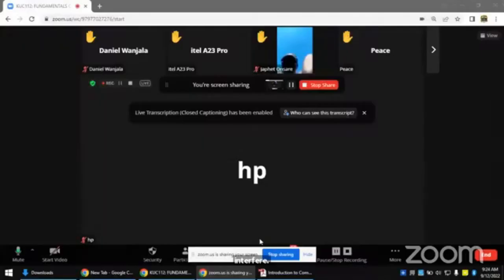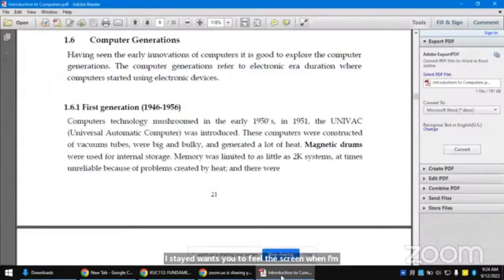Kindly stop sharing your screen so that I'm not interfered with. I thought the screen was on, but some of you are trying to share the screen. Kindly stop sharing your screen so that I'm the only one sharing.